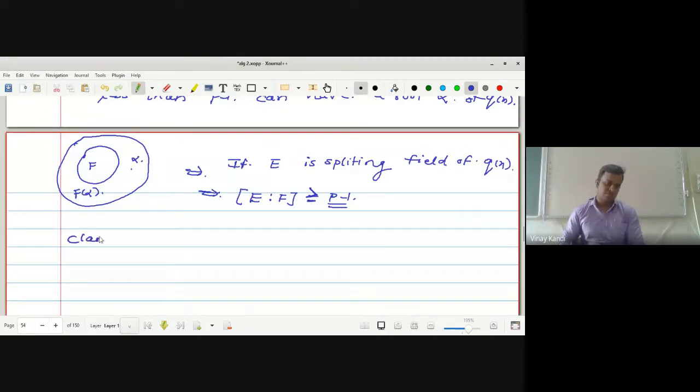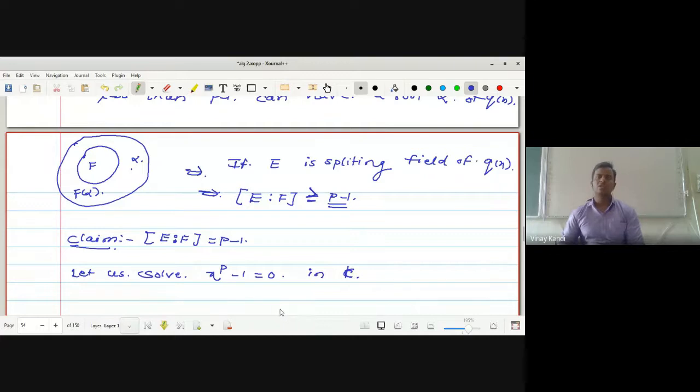Now, claim: the degree of the splitting field E over F is equal to p minus 1. We have to prove that the degree of E over F is equal to p minus 1. Now look here. Let us solve x raised to p minus 1 is equal to 0 in the field of complex numbers.